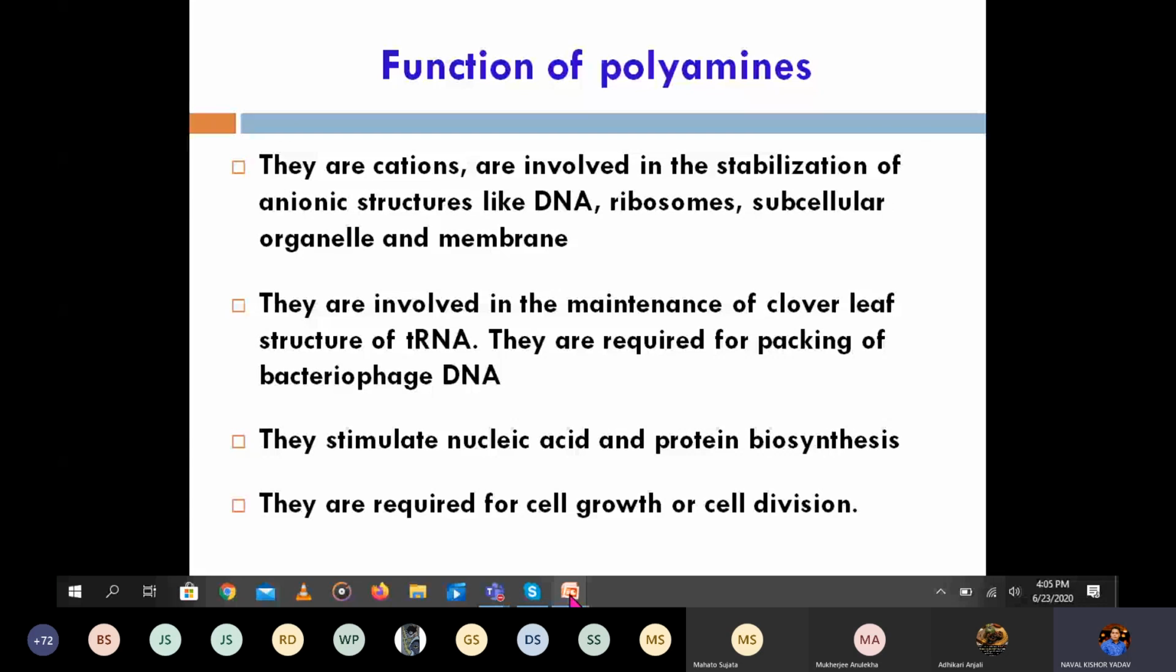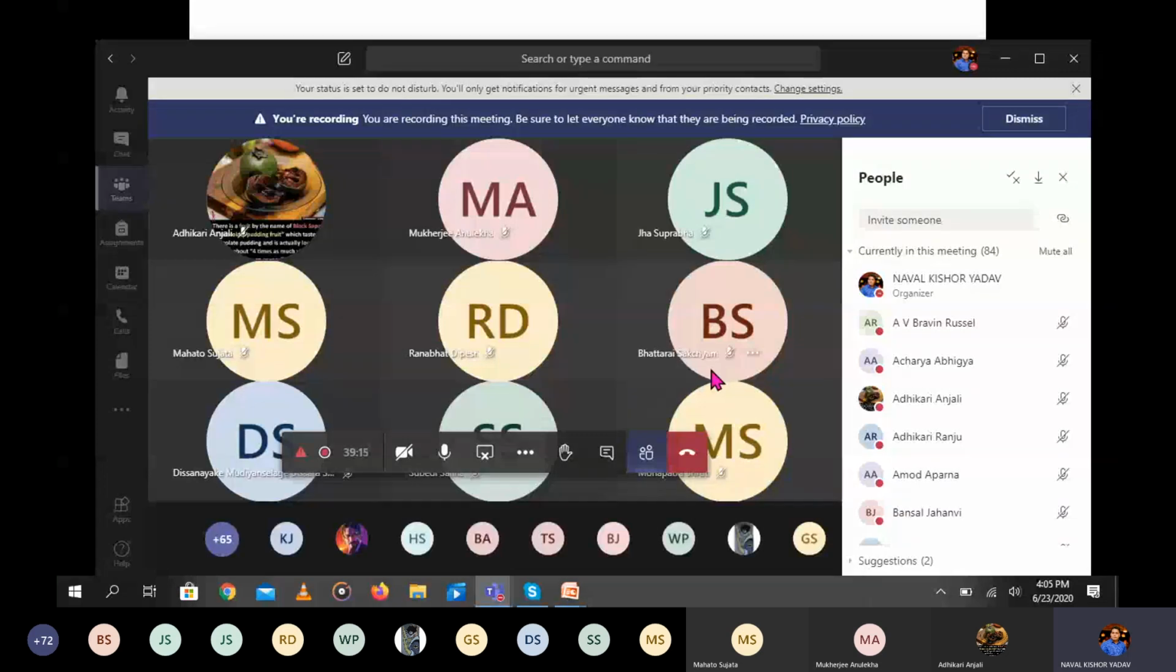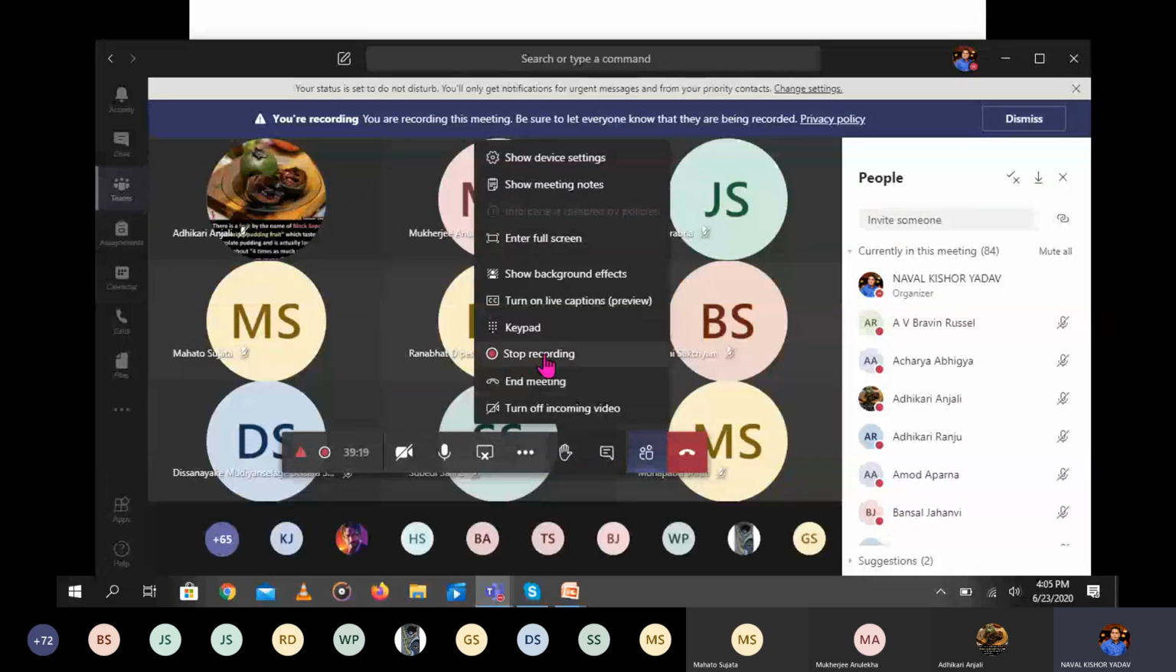Similarly, you have some short questions, like write down the synthesis and regulation of the polyamines. Second, list out the functions of the polyamines. The major functions you can list, not all of them. And write down the degradation process of the polyamines, so how the polyamines are degraded and excreted from our body. So that you have to answer.